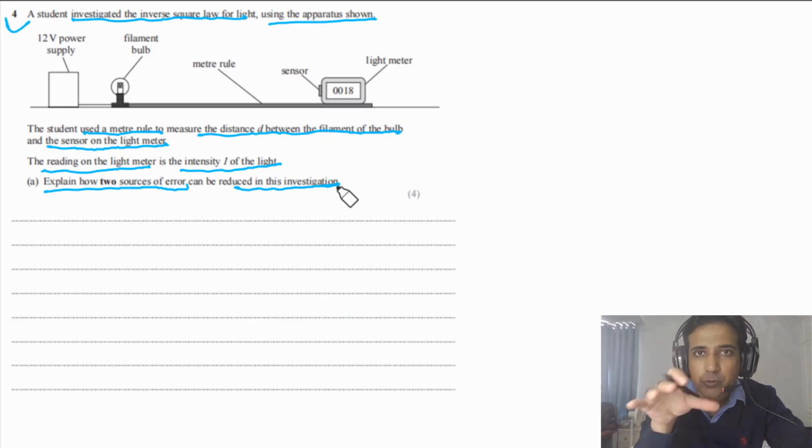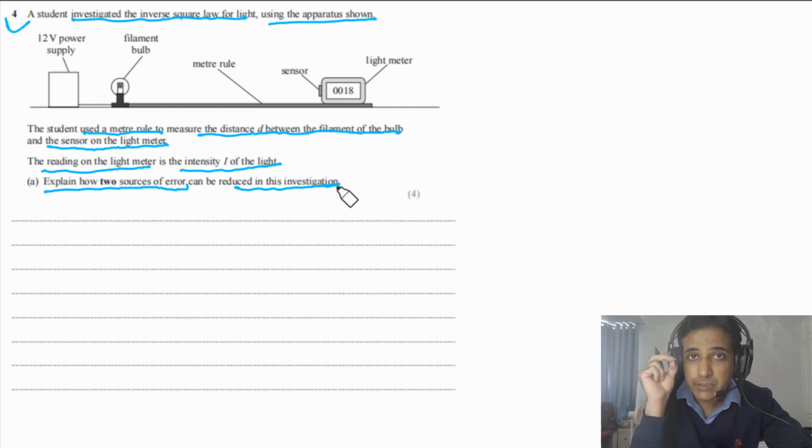So first of all, we need to understand this experiment is about light. So any experiment where light is involved, light experiments should be done in a dark room. So this is one thing you can say, experiment should be done in a dark room, because external light will affect the results.